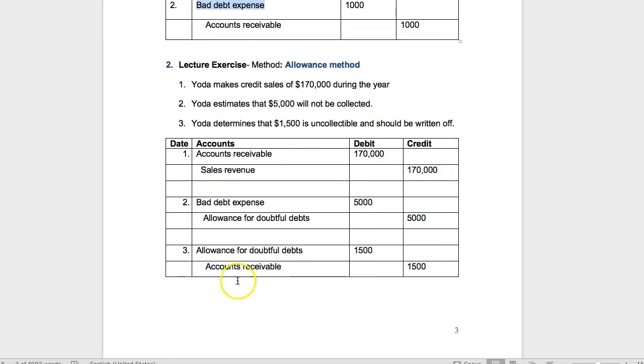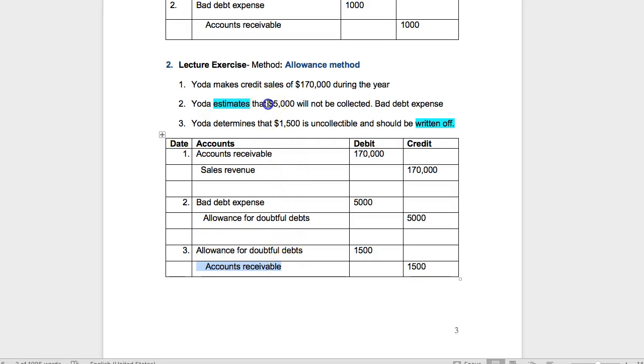The second method is the allowance method. So we have credit sales first. In number 2, it has this keyword here, estimates. So that means this is your journal entry to record bad debt expense. That's your debit and credit. Your expense increases and you also increase your allowance. In number 3, this is the journal entry to write off a specific accounts receivable. You're cancelling or decreasing the accounts receivable.